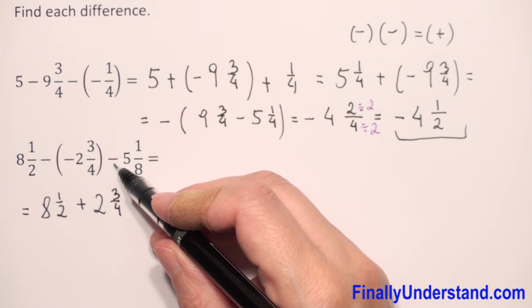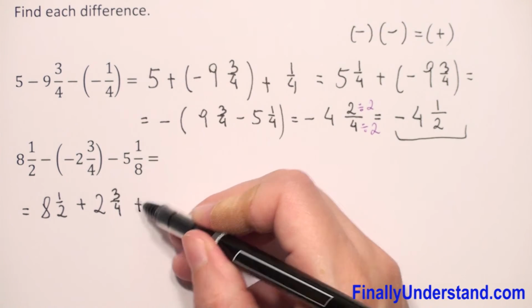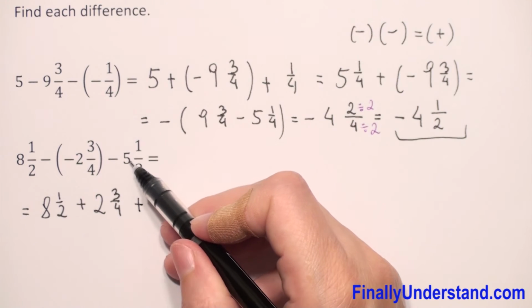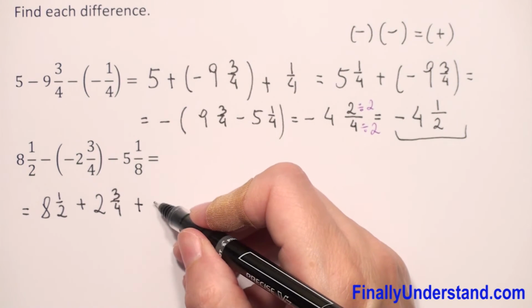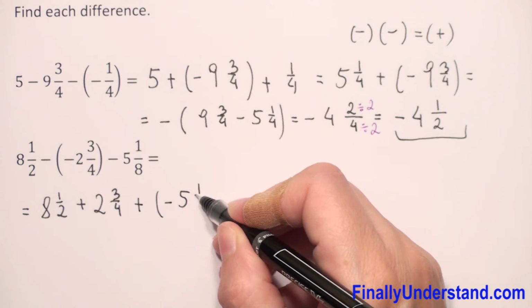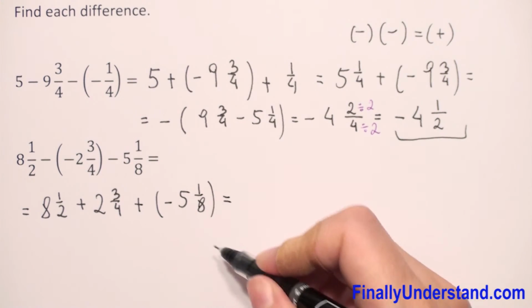And again, we change subtraction to addition of the opposite. So the opposite now of 5 and 1 over 8 is negative 5 and 1 over 8. So this is equal.